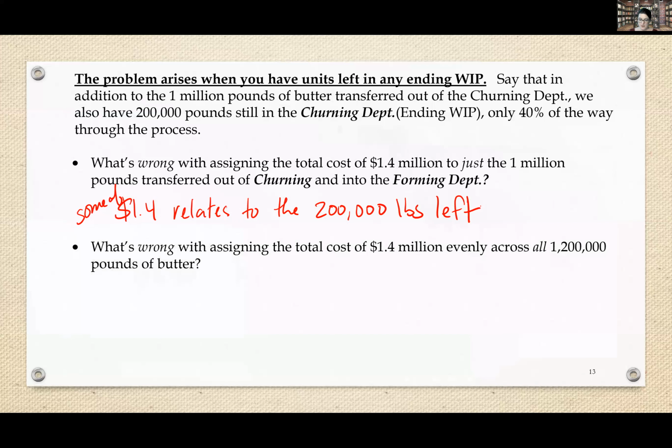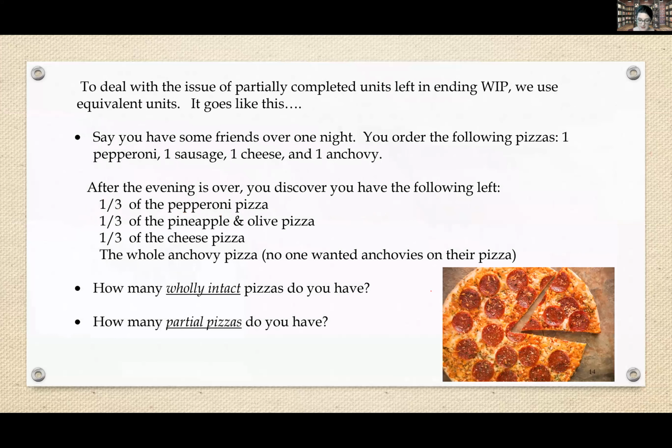But we can't just say that the 1.4 million is evenly all over the 1.2, because if we do that, then we're going to assign more cost to the 200,000 and not enough cost to the 1 million that's being transferred out, right? So how do we solve this problem? Now, what we're doing is we're putting in artificial stop points, right? At November 30th, we're still churning butter, but we need to close our books. So because we need to close our books, we're basically saying stop. We need to figure out how many units we've made for this month so we can assign the costs that have been incurred this month to the different units and come up with that unit price.